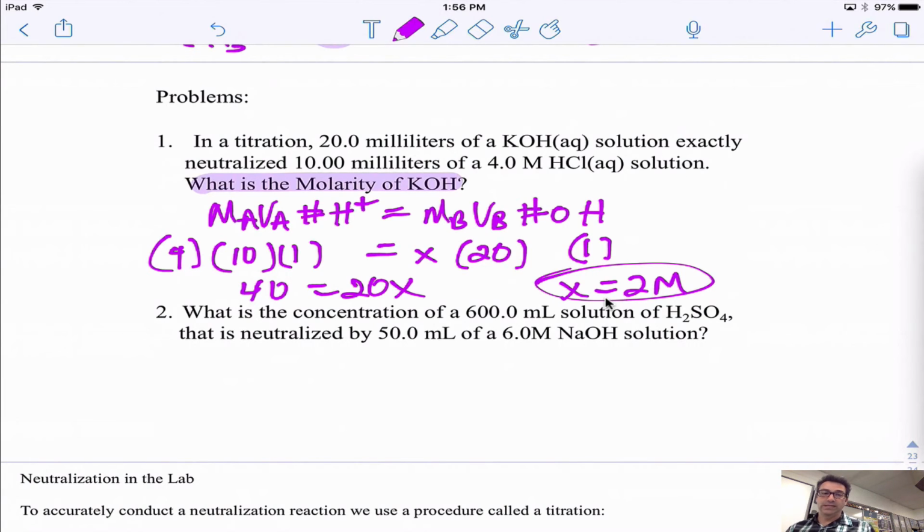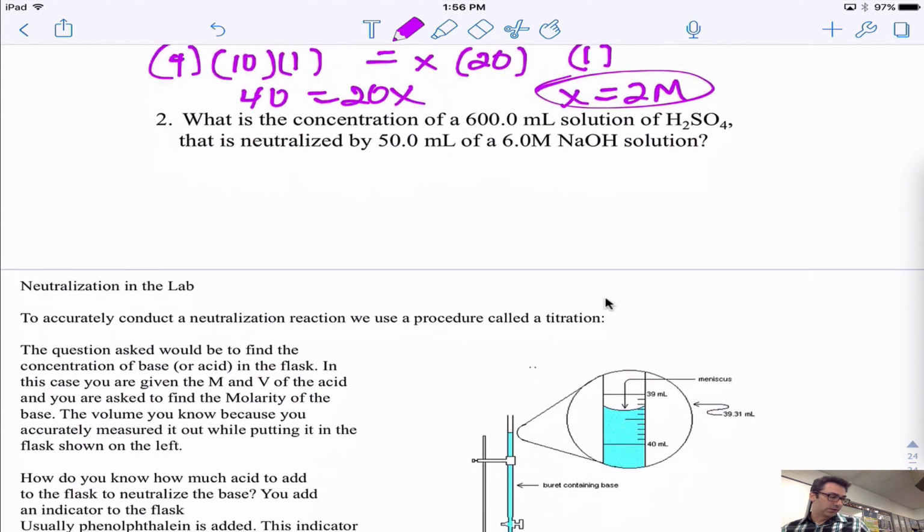So go ahead and try the next one, number 2, on your own. Be careful with those H's and those OH's. Make sure that you account for those when you set up that problem. You don't want to miss that. Okay, let's see how you do with that one tomorrow.